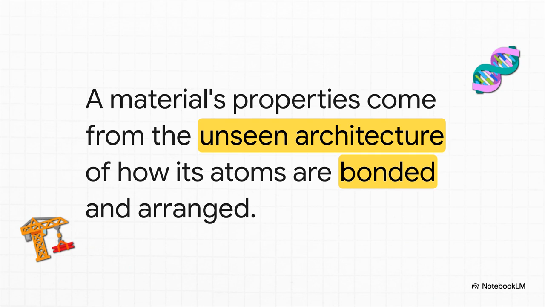So, at the end of the day, it all comes down to this one simple truth. The hardness of a diamond, the flexibility of plastic, the conductivity of metal, none of it is an accident. It all comes from this unseen architecture. It's not just what a material is made of, it's how its atoms are glued together and arranged in space.